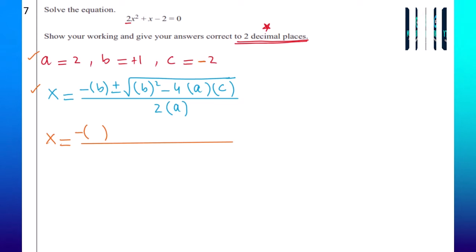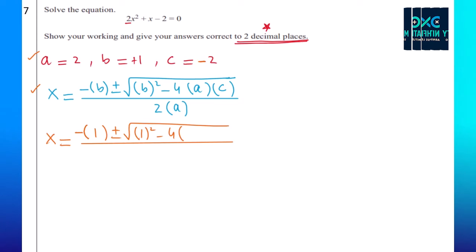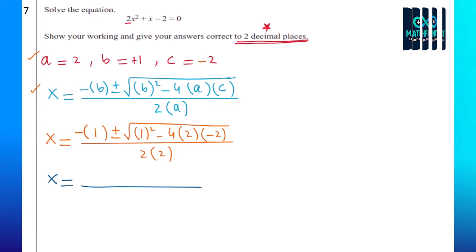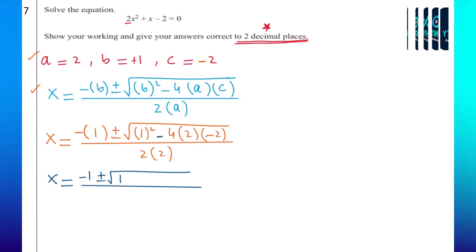Minus, what is B? 1 plus minus 1 square minus 4. A is 2 and C is negative 2, over 2 times 2. Let us solve now. What is the answer? X is equal to minus 1 plus minus square root of 1. This negative and this negative will become positive. 4 times 2, you have to multiply 4 times 2, 8. 8 times 2, 16 over 4.